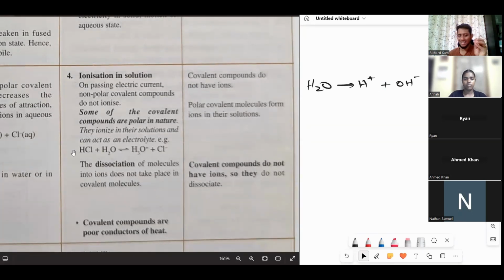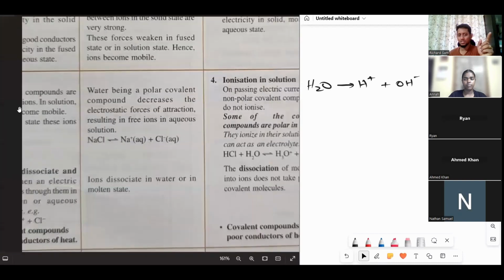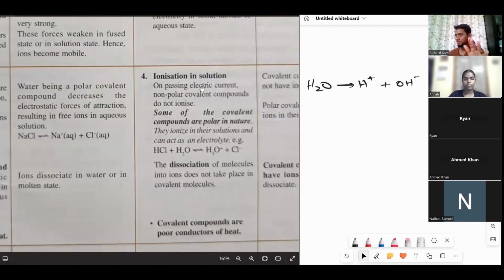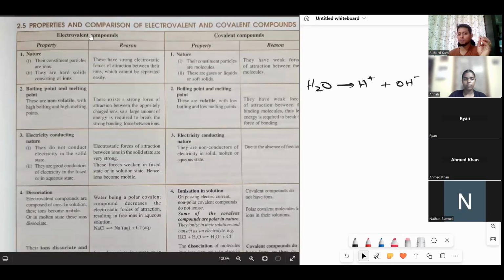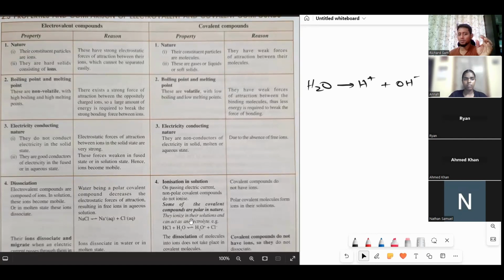Okay. So the reactions for dissociation and ionization look very much the same. They're becoming ions. But for electrovalent compounds, that splitting we call dissociation because they're already ions. They're not molecules. For covalent compounds, we have to call it ionization because they were not ions at all. H2O was a molecule splitting into ions. Is that clear?